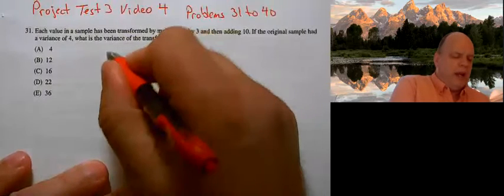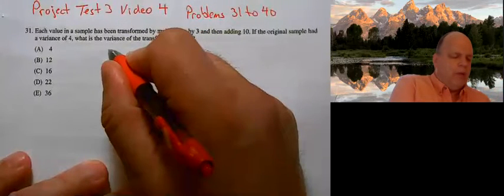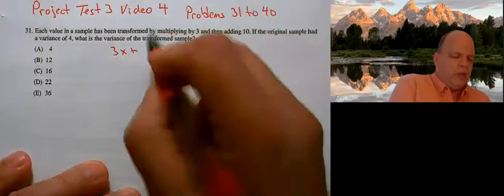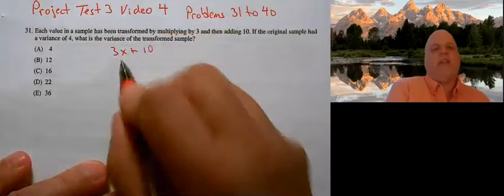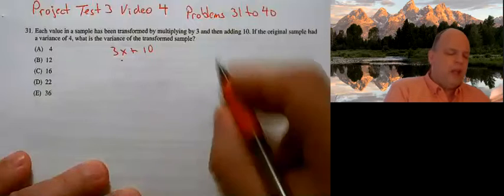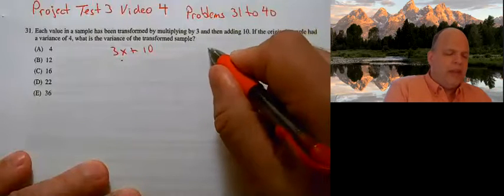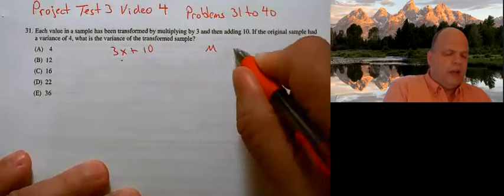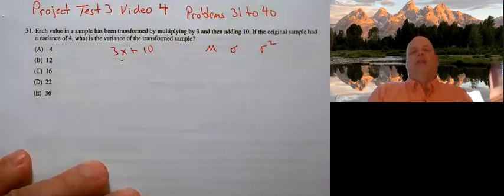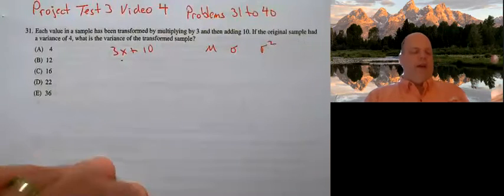So basically we have 3x plus 10. So we multiplied everything by 3 and then we added 10. We're going to talk about the mean, standard deviation, and then the variance, because all of these are going to have different effects.